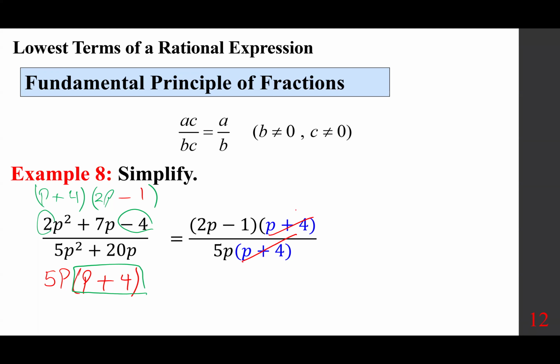Common factor of p plus 4 is dropped. You get 2p minus 1 over 5p. And that's the final answer.